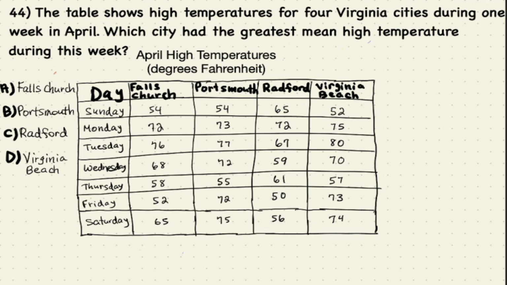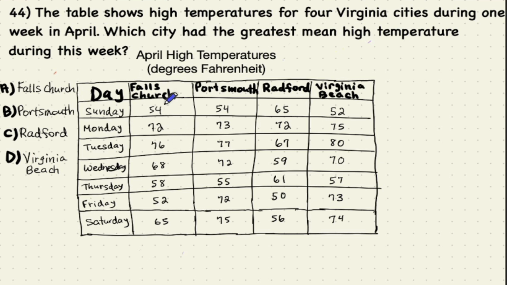Number 44. The table shows high temperatures for 4 Virginia cities during 1 week in April. Which city had the greatest mean high temperature during this week? And so here we have this chart which shows the high temperatures for April, and they're in degrees Fahrenheit. And as you can see, we have Falls Church, Virginia, Portsmouth, Radford, as well as Virginia Beach. And notice we have each day that the temperatures were recorded. Okay, and so we have a total of 7 temperatures.